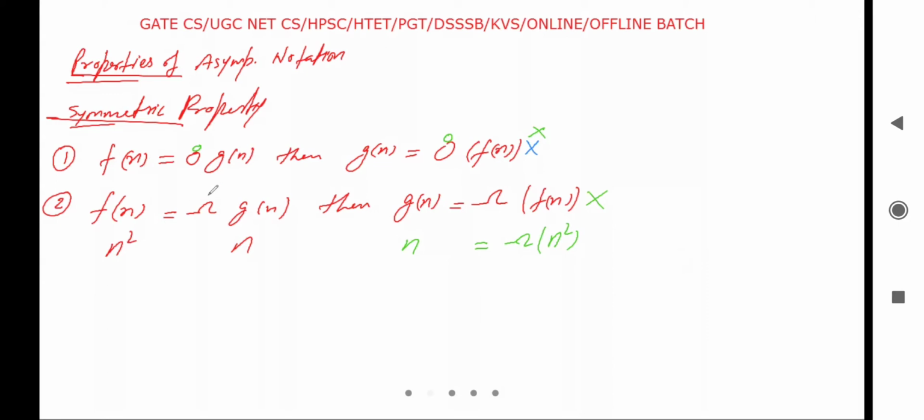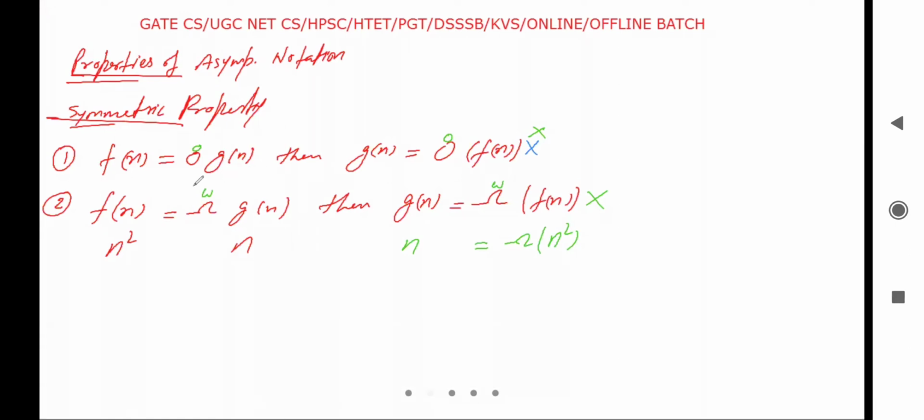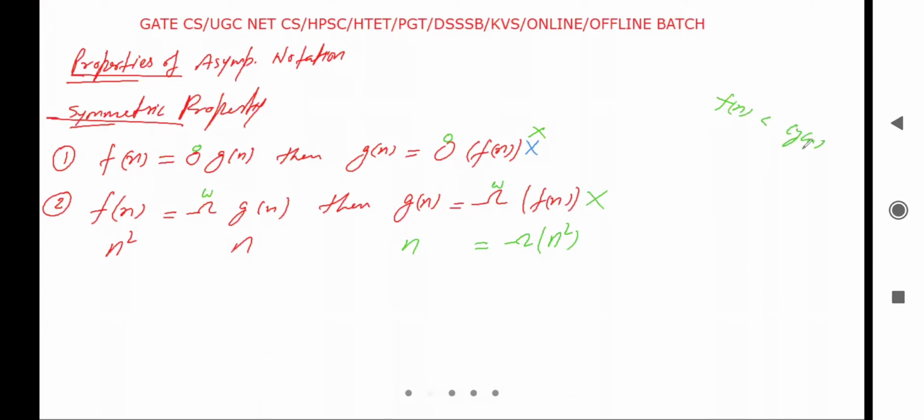What about the small omega? In case of small omega, what will happen? Is it closed or not? In case of small omega also it is not holding the symmetric property, because in case of omega, f of n should be less than c dot g of n. So here also it will not follow this property. Okay, then let's see the next one.